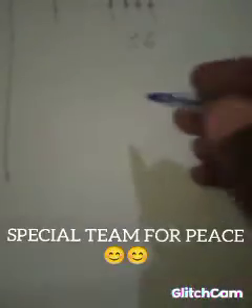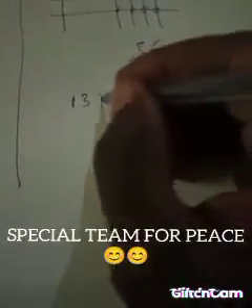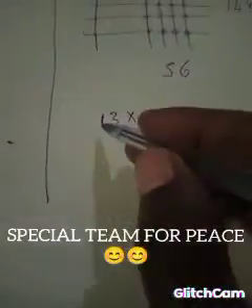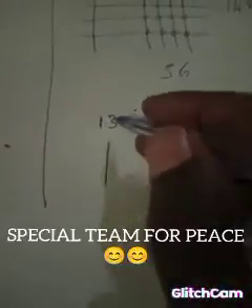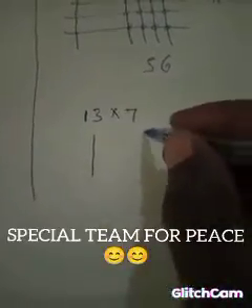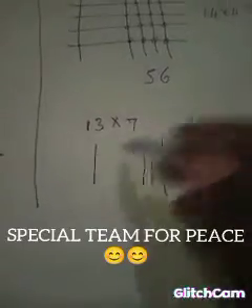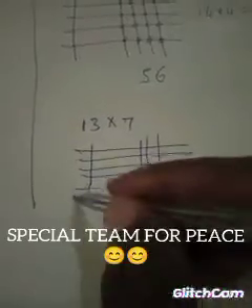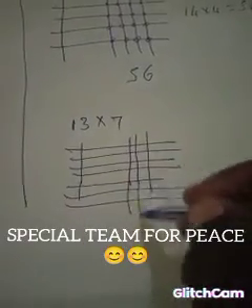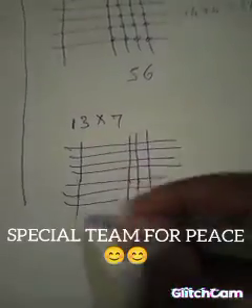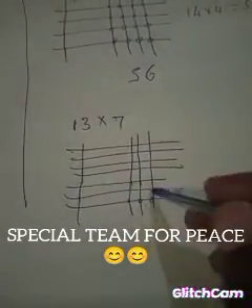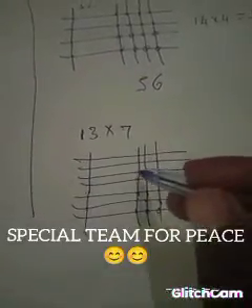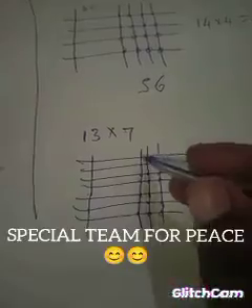A last example is 13 times 7. So again you draw one line, then skip some space and draw 3 lines. Then for 7, you draw 7 horizontal lines. Then count the points of intersection. On this side we have 21.